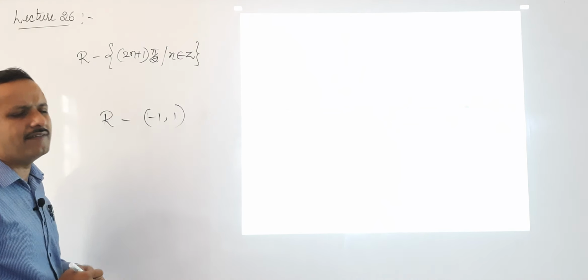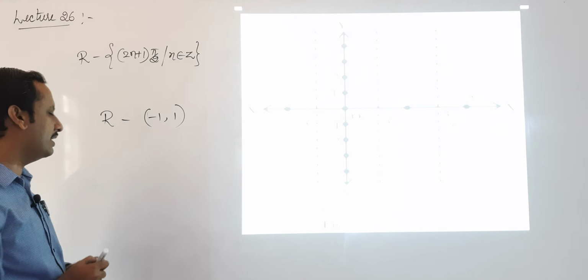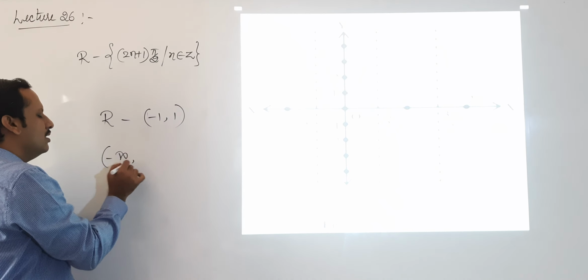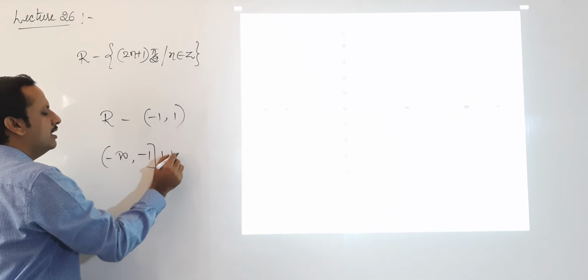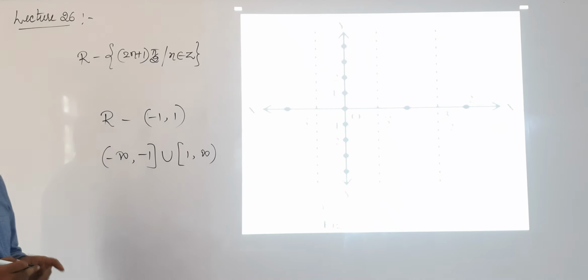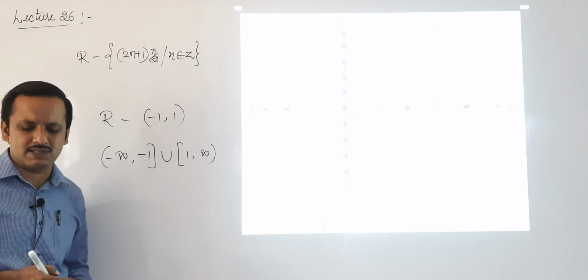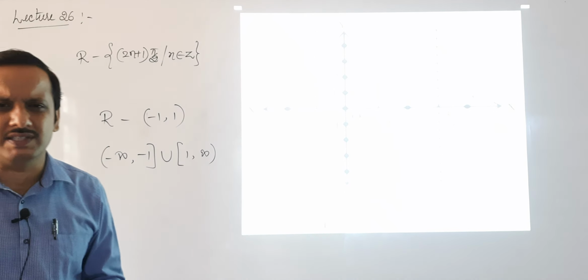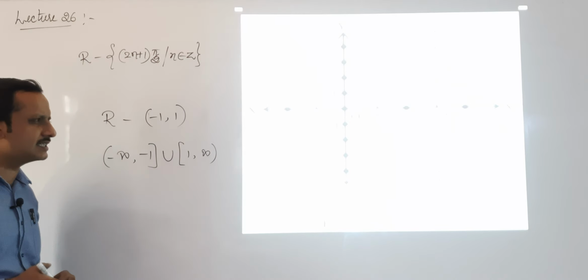It will not take any value between minus 1 to 1, or I can rewrite it like this also: minus infinity to minus 1, union 1 to infinity. Now, you just remember this. You will understand it in detail when we discuss another chapter called functions. Then you will understand it better.